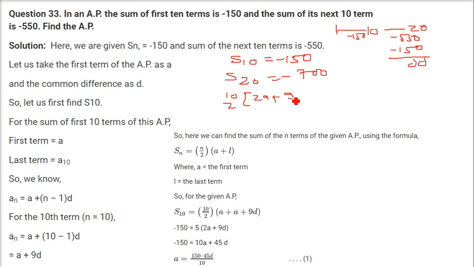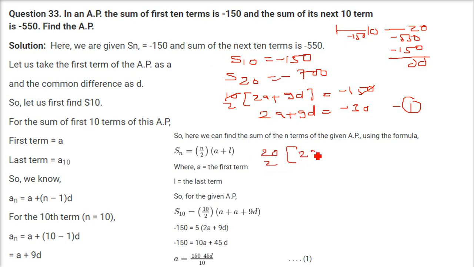2a plus 9d equal to minus 150. So you get 2a plus 9d equal to, this is going to be 15 into 2 is 30. This is the first equation. The second equation will be, 20 by 2, 2a plus 19d will be equal to minus 700. So what do you get? 2 tens are 20. This is minus 70. So 2a plus 19d equals minus 70.